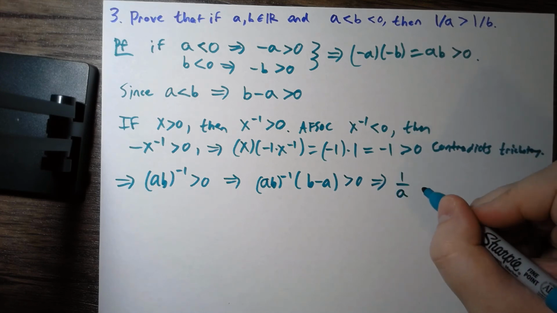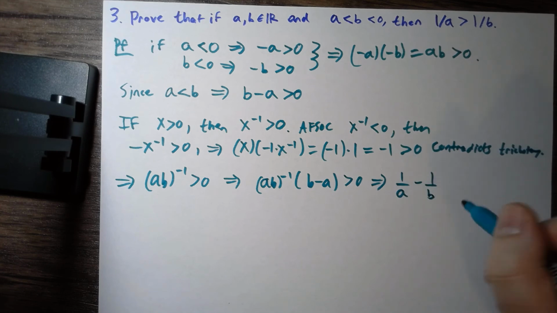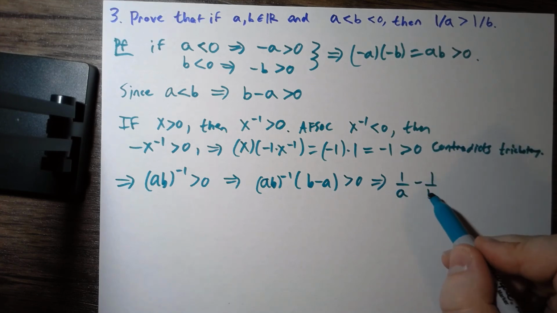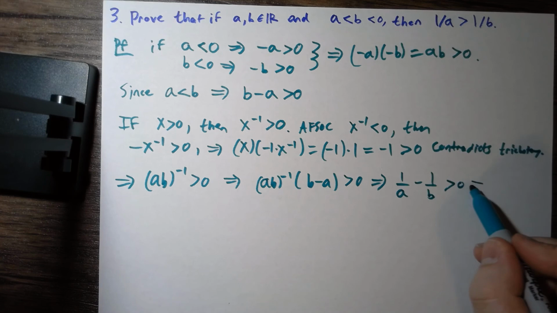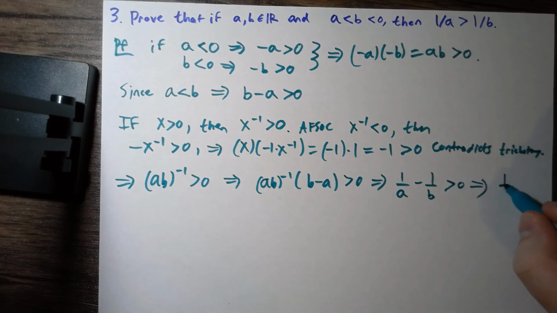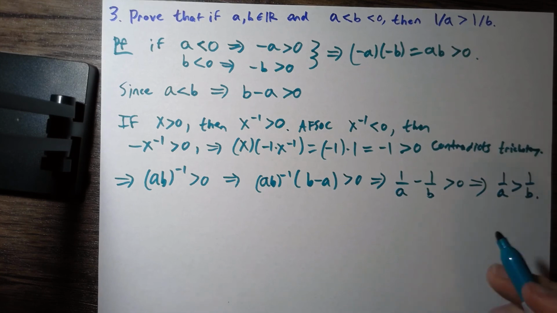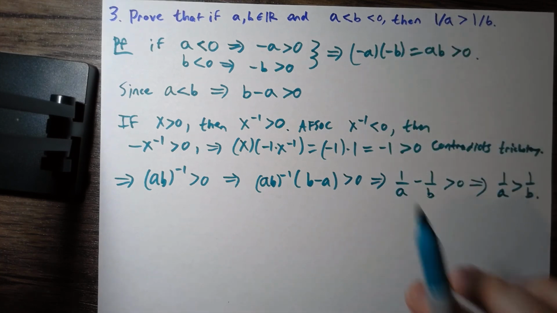minus 1 over b. But if 1 over a minus 1 over b is positive, that just means that 1 over a is greater than 1 over b by definition. So we have that this inequality is true. All right, thanks for watching.